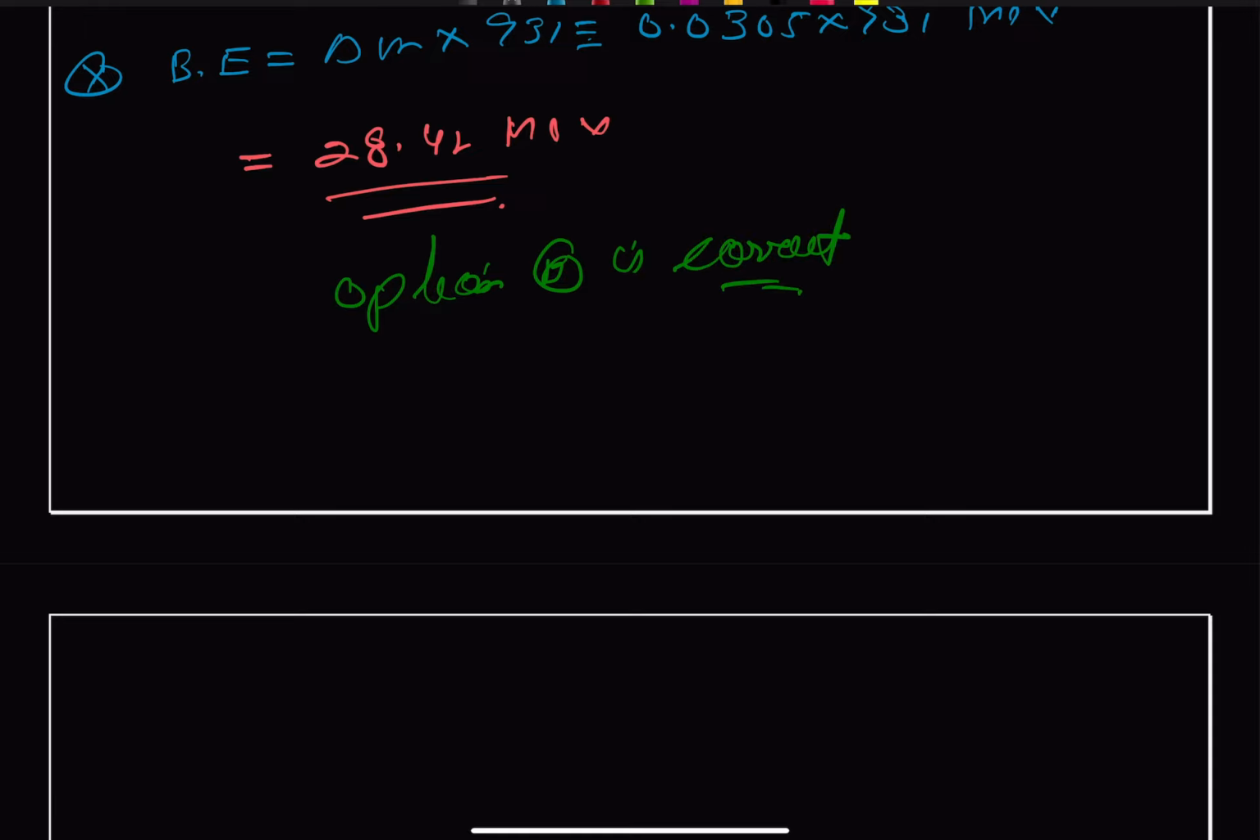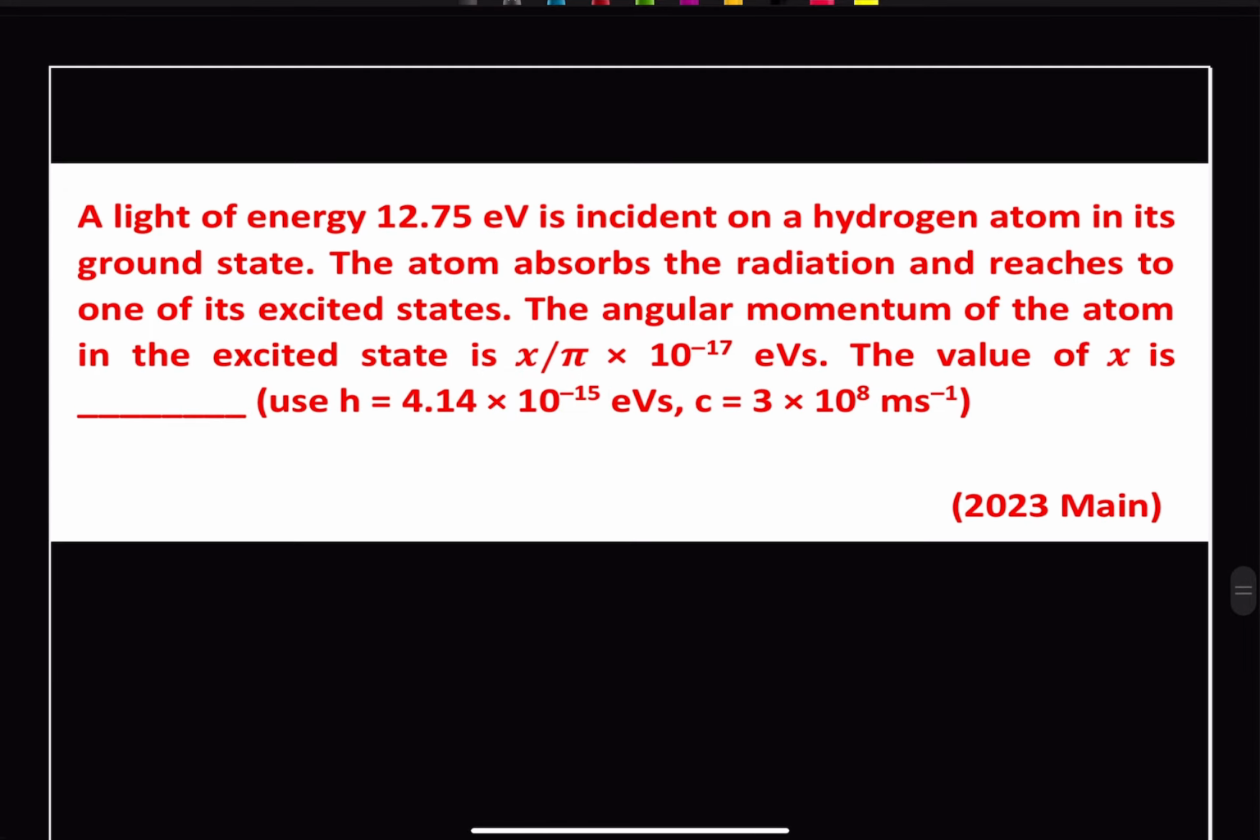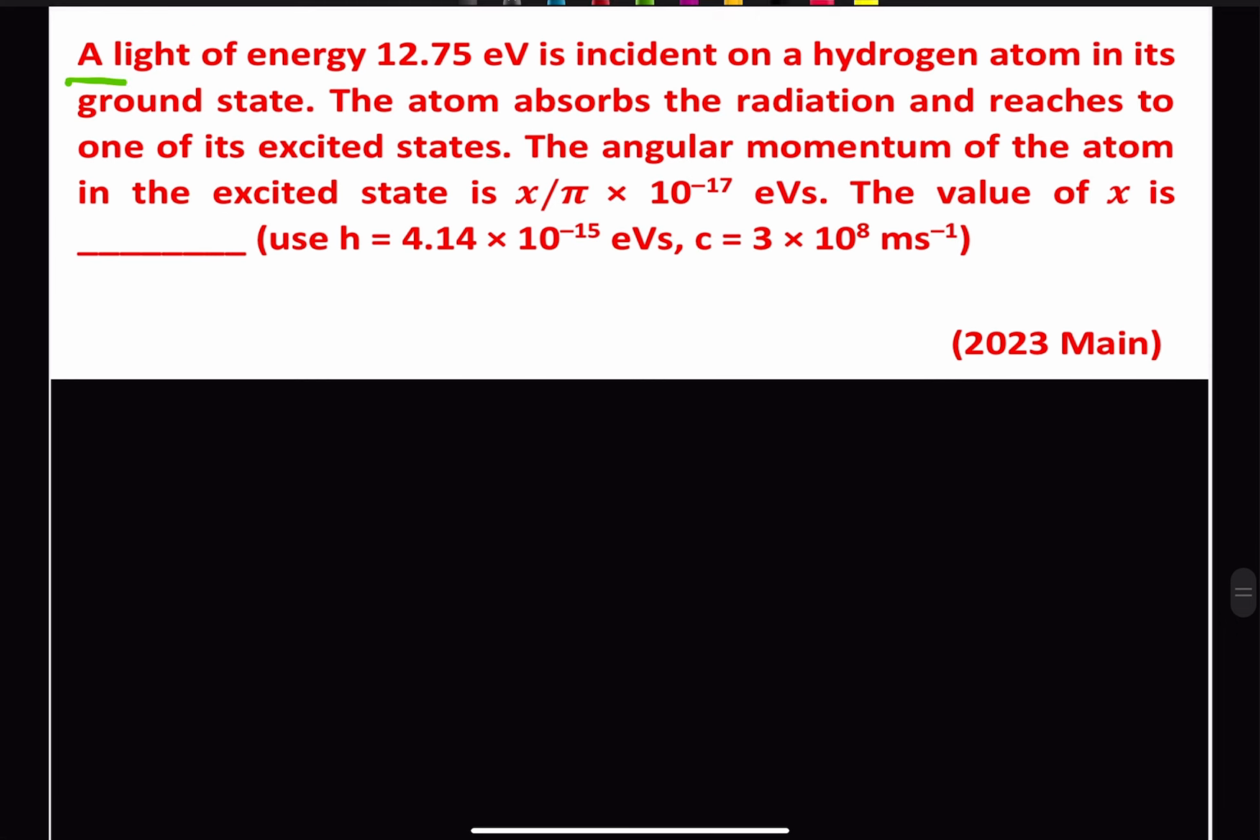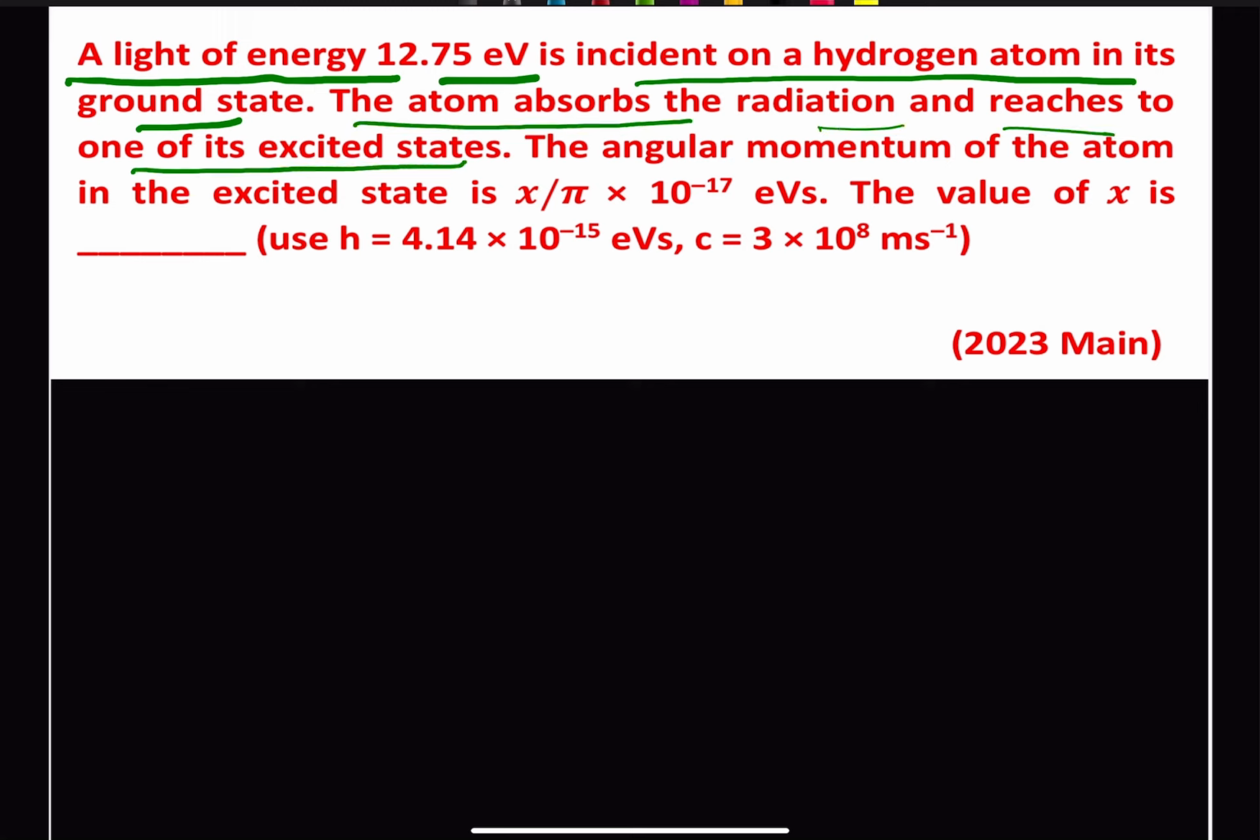Next question. It states that light of energy 12.75 electron volt is incident on a hydrogen atom in its ground state. The atom absorbs the radiation and reaches one of its excited states. The angular momentum of the atom in the excited state is x upon pi into 10 to the minus 17. The value of x is, use h and c as given to us.